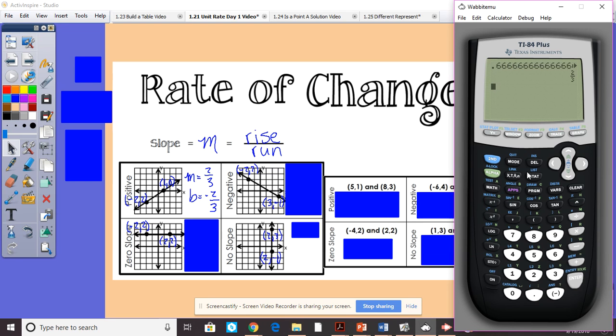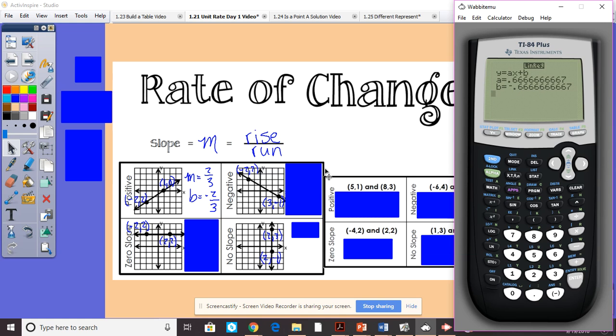Remember, in your calculators, it's going to list slope as your a value, and b is going to be your y-intercept. So this is the -0.6 repeating, and so that's a -2/3.